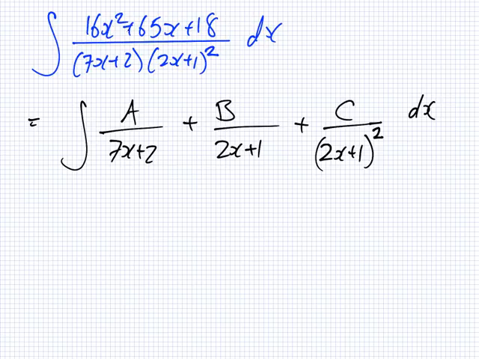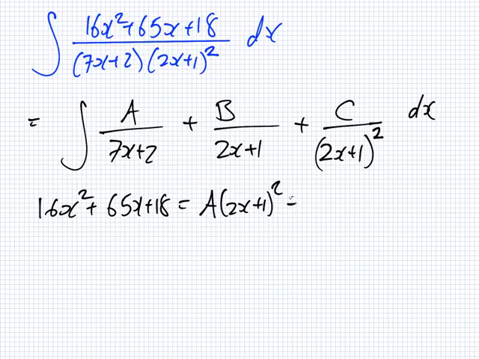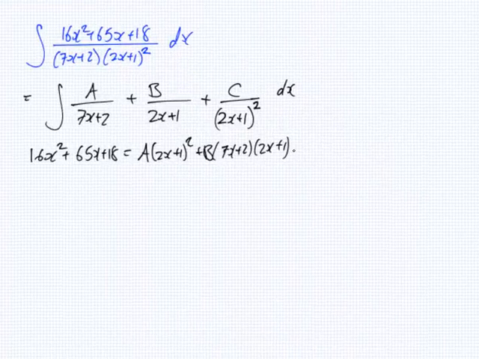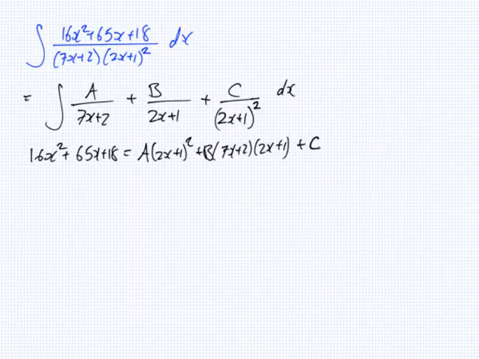And you remember, you say this equals this, and then you multiply by the factors. And we'll end up with 16x squared plus 65x plus 18 equals A(2x plus 1) squared plus B(7x plus 2)(2x plus 1) plus C(7x plus 2) when you do the multiplication. So what should I choose for x first?